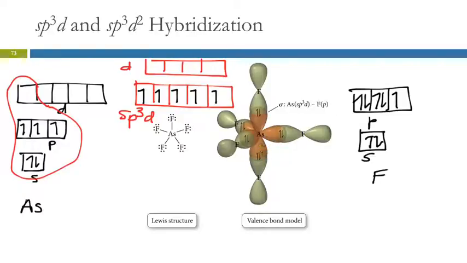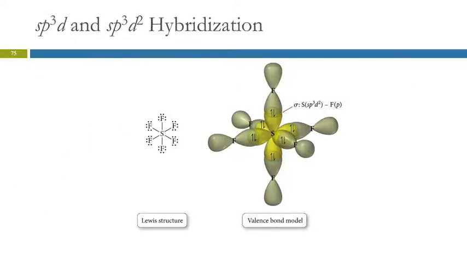So the full s orbital for the fluorine doesn't really matter. This would be the equivalent of a lone pair. These full orbitals that aren't involved in bonding are lone pairs. And when we draw the Lewis structure, we see that fluorine has 3 lone pairs.